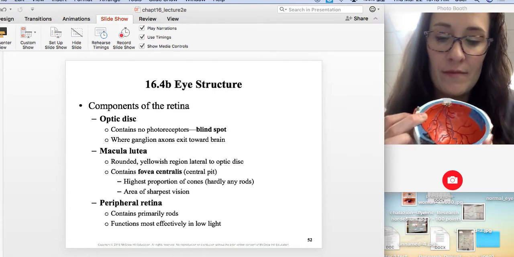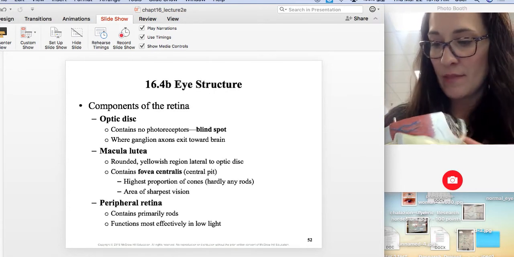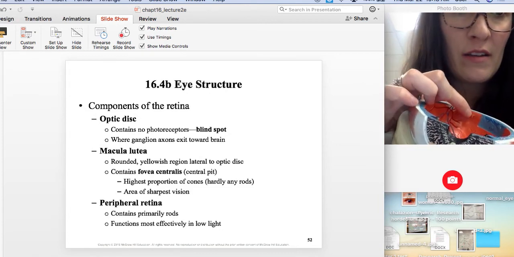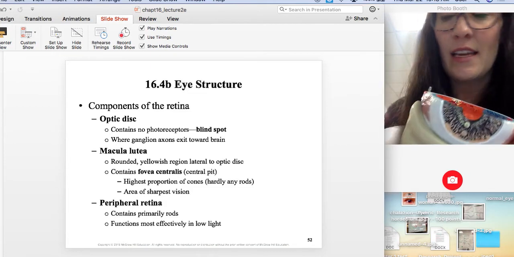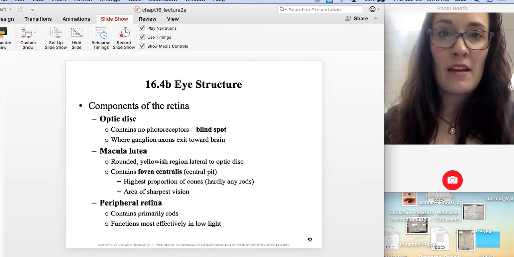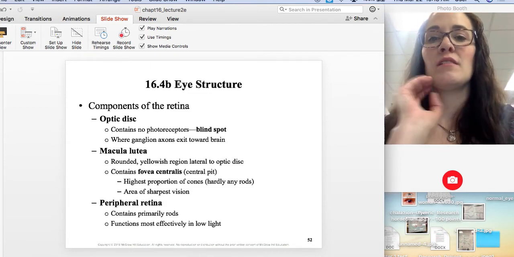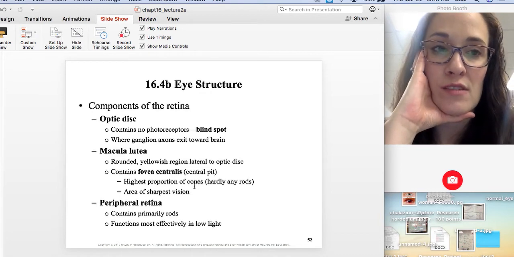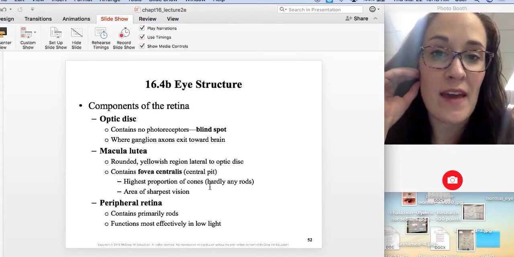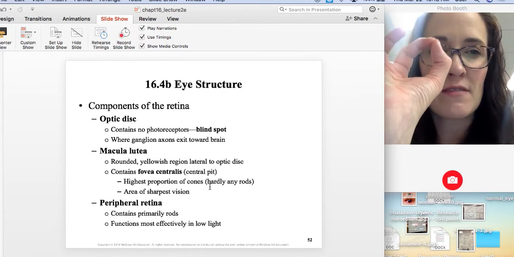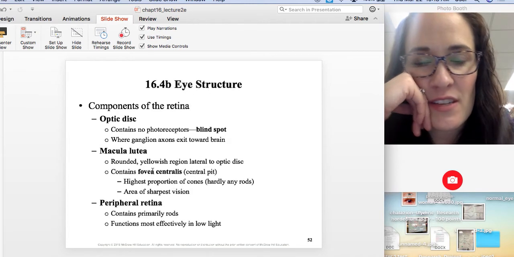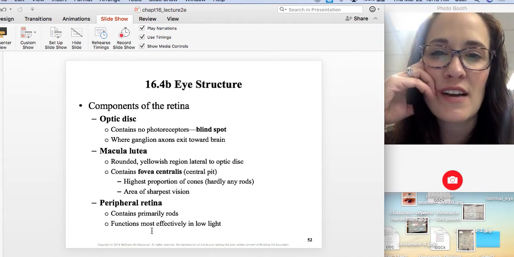The macula lutea, which is just offset from the optic disc, is special, and it allows for discrimination of images. There's the highest proportion of cones in the retina at that point. So your sharpest vision is located at that point, especially the center of it, called the fovea centralis.